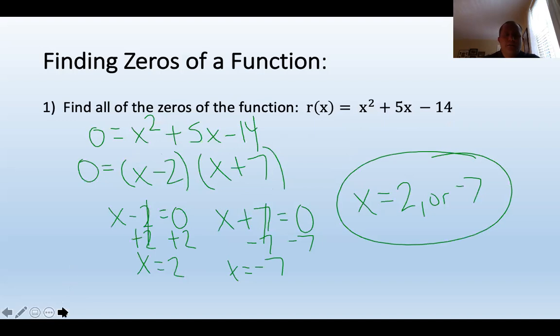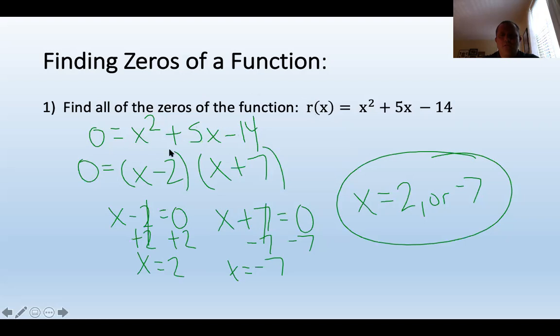Problem 1 says find all the zeros of the function r of x equals x squared plus 5x minus 14. To find the zeros of a function, you want to set r of x equal to 0 and then solve for x. So you have 0 equals x squared plus 5x minus 14. Then to solve that for x, you'd start out by factoring the polynomial.